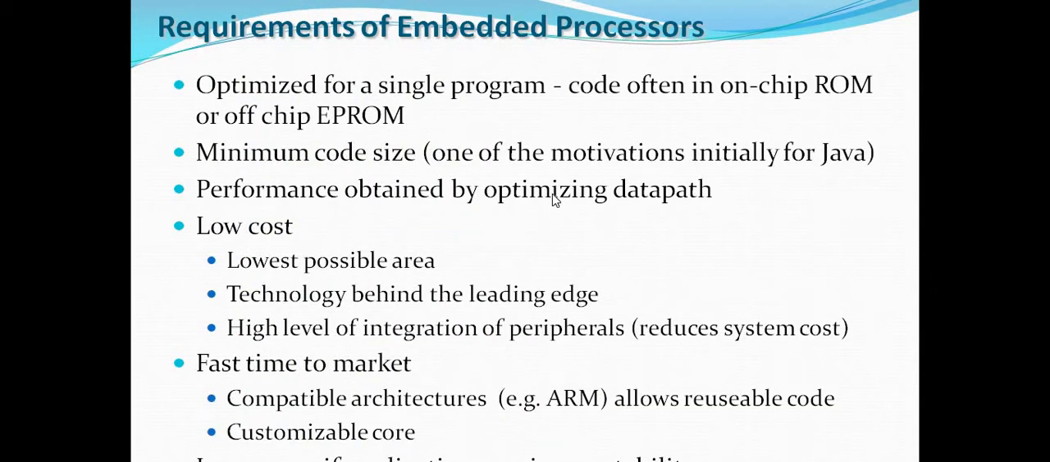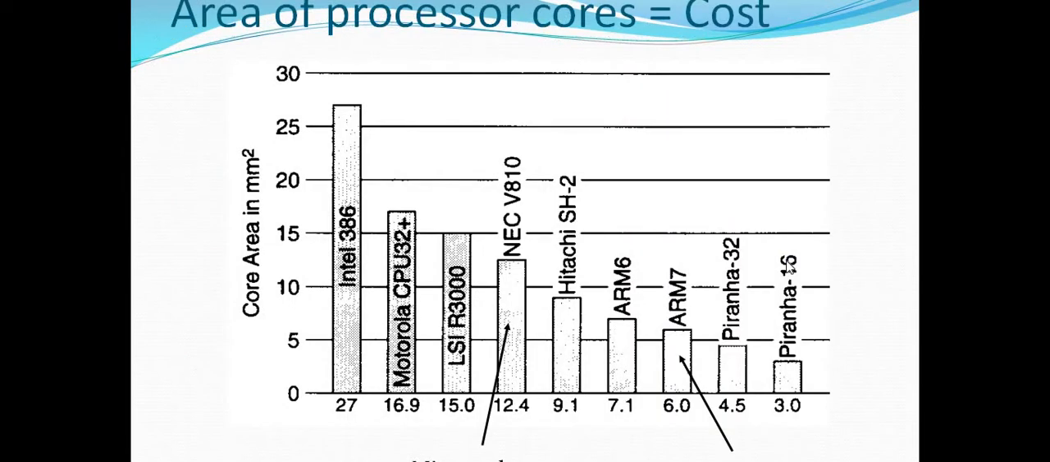Next, what are the requirements for any kind of processor? We talk about the embedded processor. It is optimized for single program code, often in one chip. Let me show this diagram, how the processor started, then I'll explain the previous one. See here, these are the different types of processors that came into the picture. Starting from Intel 386, then Motorola CPU32+. This is also being used, and another type of processor is the LSI R3000. That is also a type of processor. Like that we keep on using different types of processors in our applications. Clear?